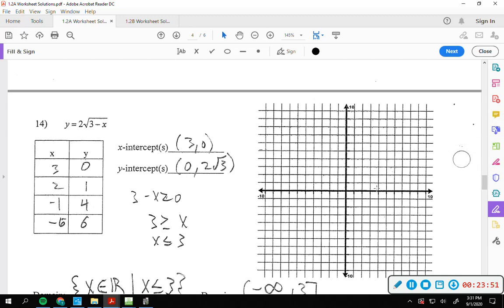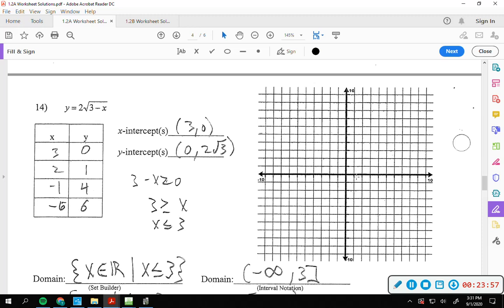But you can plot those points, 3, 0, to the right 2, up 1, back 1, up 4, back 6, up 6, and draw all that. Remember, again, we are looking at the top half of a parabola that opens to the left. That's what we're looking at. So there's that one. Questions on that?